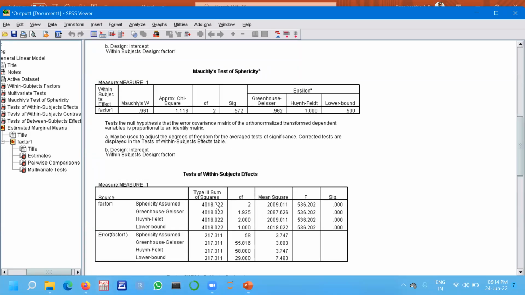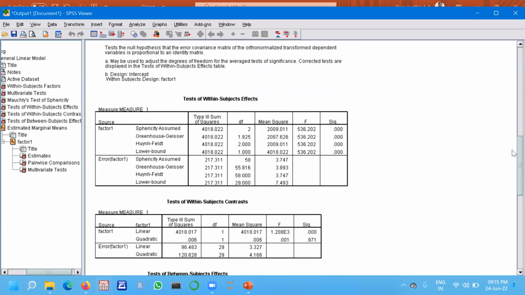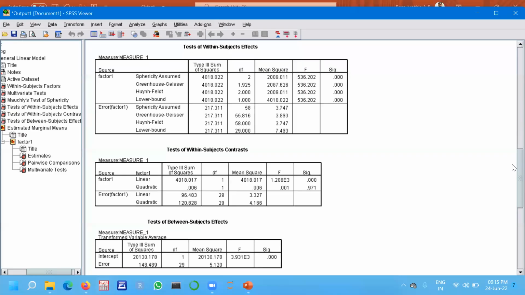We have to go first to Mauchly's test of sphericity. It is significant here because it is more than 0.05. So we need not go to epsilon. We can go to the next table, sphericity assumed, and sphericity assumed is significant, isn't it? It is less than 0.05.